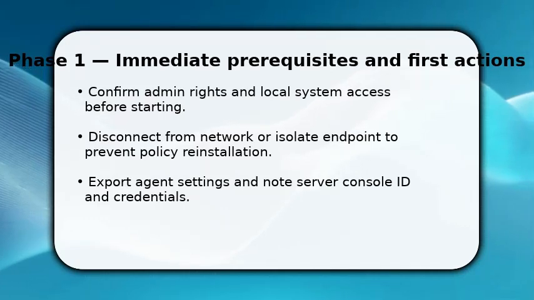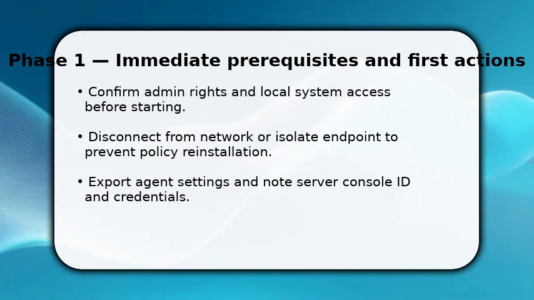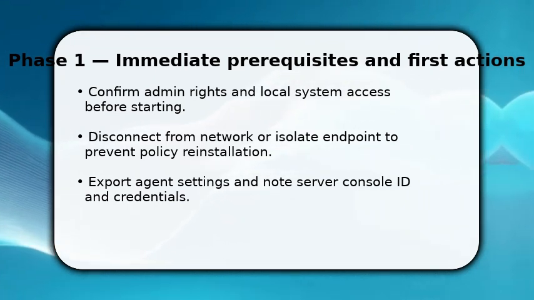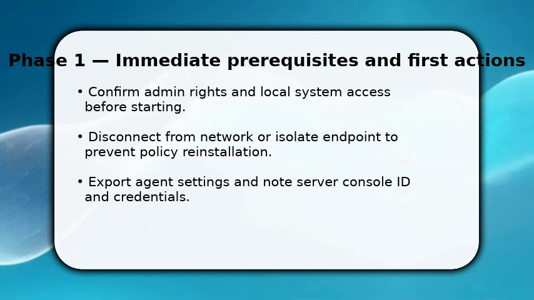You begin by confirming you have local administrator rights and the Apex One console credentials. This is crucial because permission errors stop removal. Once done, isolate the machine from the network to prevent policy pushes. Next, export any agent configuration and record the console ID so you can rejoin later if needed.